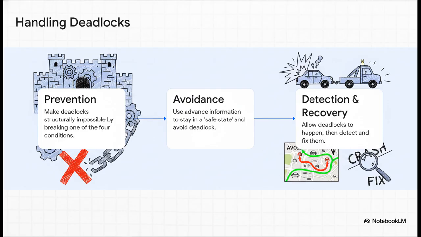Then there's avoidance, which is kind of like a GPS for your computer, always looking ahead and steering clear of potential traffic jams. And finally, there's detection and recovery. This is basically letting the crash happen and then calling a tow truck to clean up the mess afterwards.